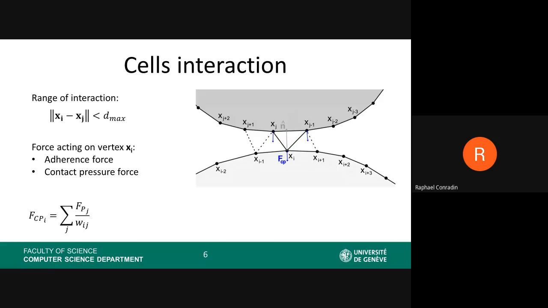The other interaction force is the contact pressure force. As we use pressure, we have to transmit the pressure from one cell to the other. So in this case, we just have the total pressure coming from the connected vertices from the other cells, with a weight, because this point has two neighbors, so it has to be divided by 2 in order not to sum up too much pressure force.